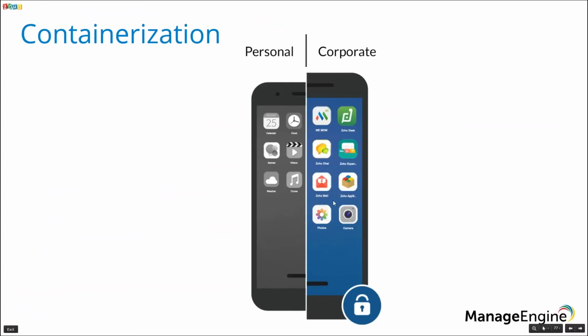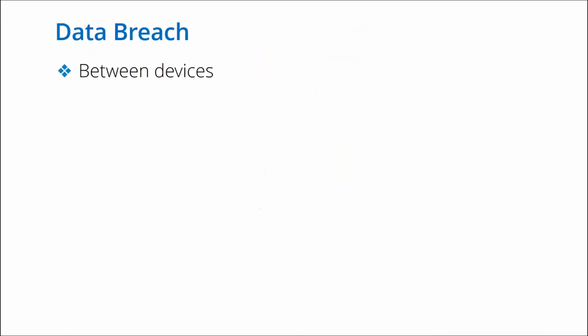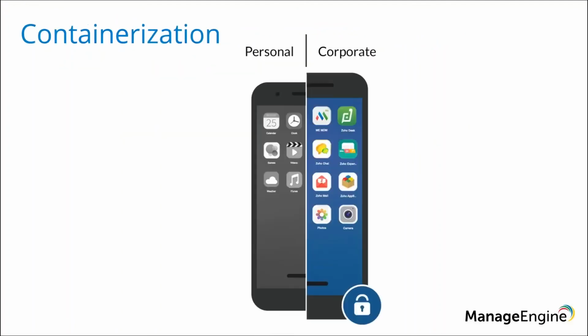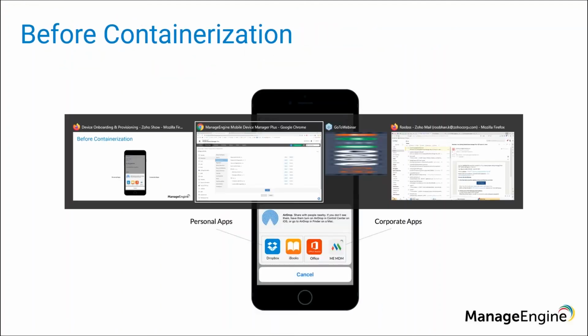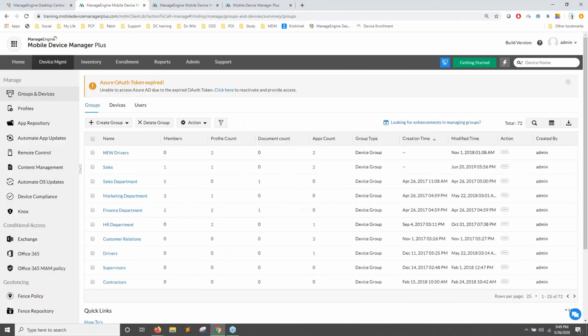And for Android, by default, the restriction will be applied to share the data from the work application to the personal application. So this is how I can secure the data within the personal devices, thereby applying certain restrictions. And once the profile is created, I can just distribute the profile to my required groups or devices.